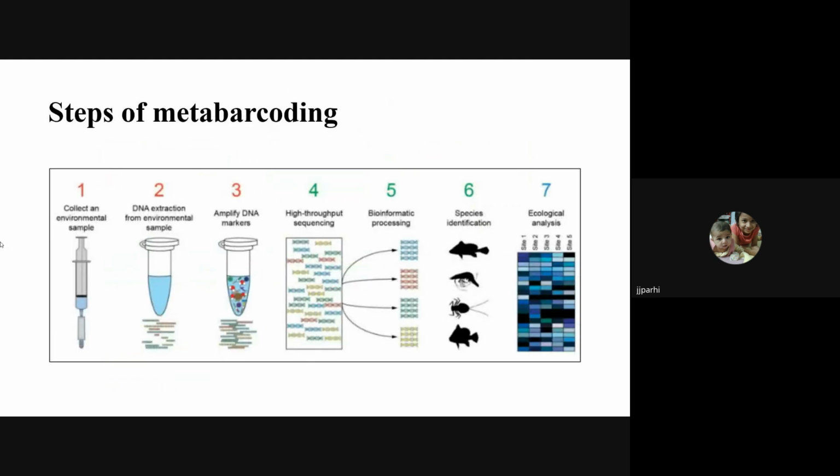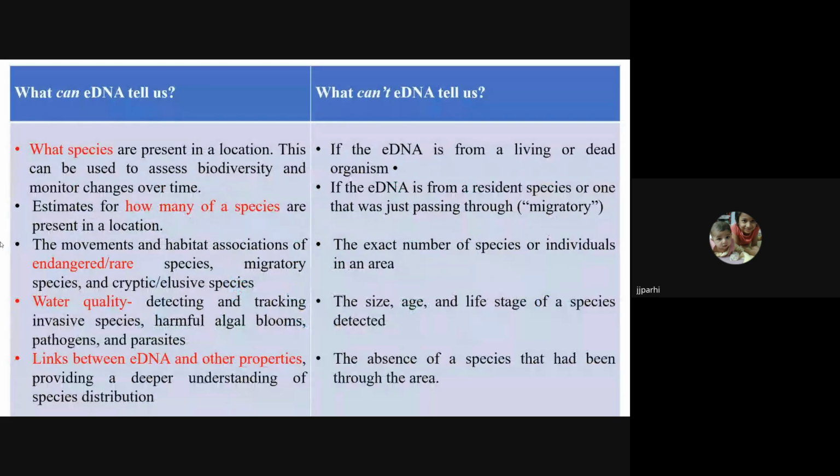So the steps are: collection of the environmental sample, second DNA extraction, amplification with DNA markers, which is CO1 and the others I have discussed. With this marker, we amplify and we go for high throughput sequencing, because it is next generation sequencing, then bioinformatic analysis, species identification, and next is analysis.